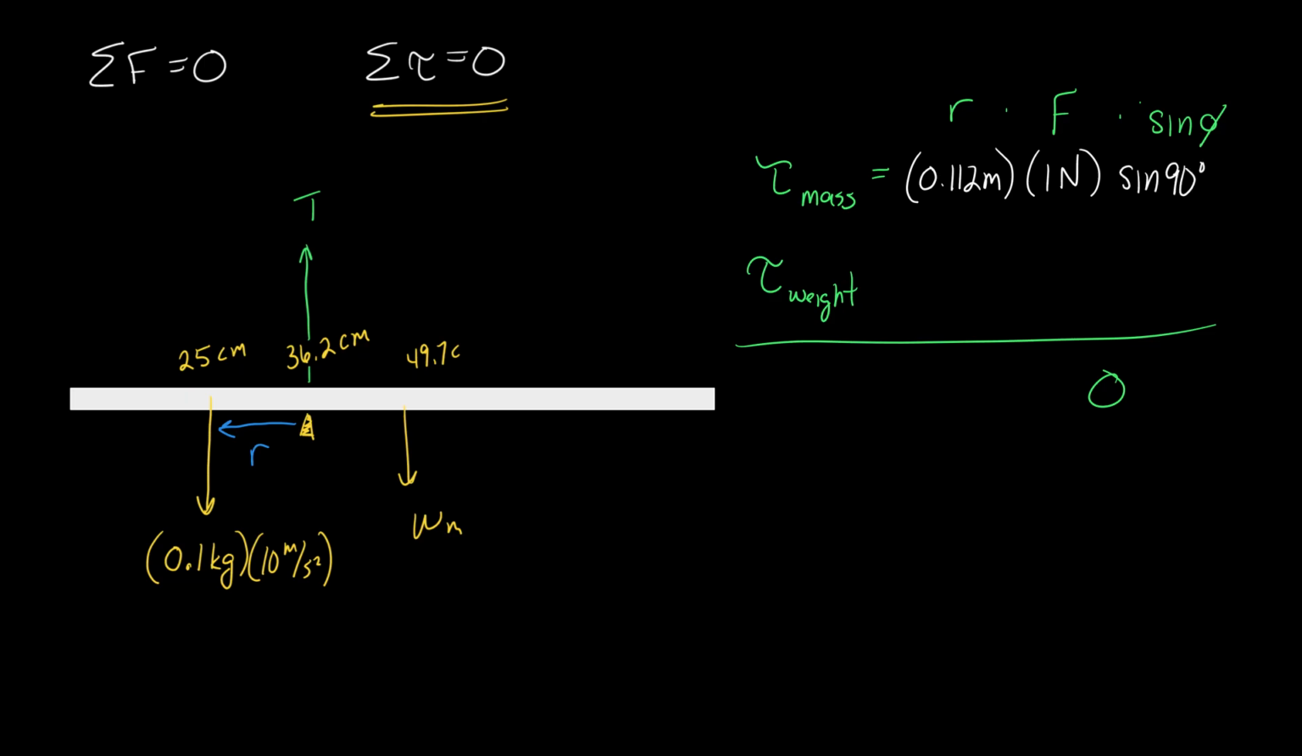All right. I did one of them. Let's do the next one. How far is it from our fulcrum to where the center of mass of the meter stick is? 0.135. I'm sorry, go ahead. 0.135. Okay. I assume you subtracted 49.7 from 36.2.